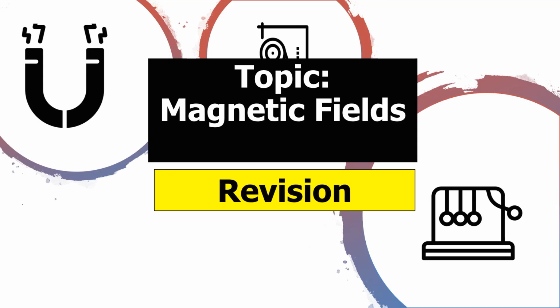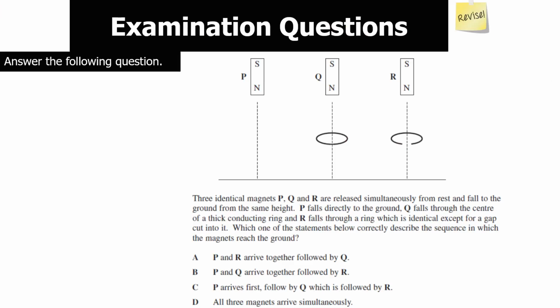Then let's have a look at some questions concerning magnetic fields. So this question says, three identical magnets P, Q and R are released simultaneously from rest and fall to the ground from the same height. P falls directly to the ground, Q falls through the centre of a thick conducting ring, and R falls through a ring which is identical except for the gap cut into it. Which of the statements below correctly describes the sequence in which the magnets reach the ground? So pause the video now, then unpause the video when you want to go through your answers.